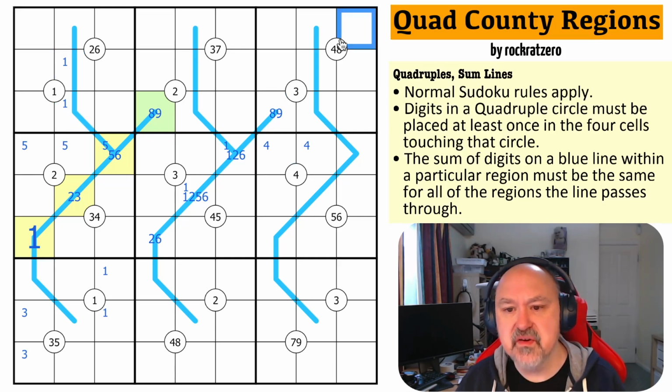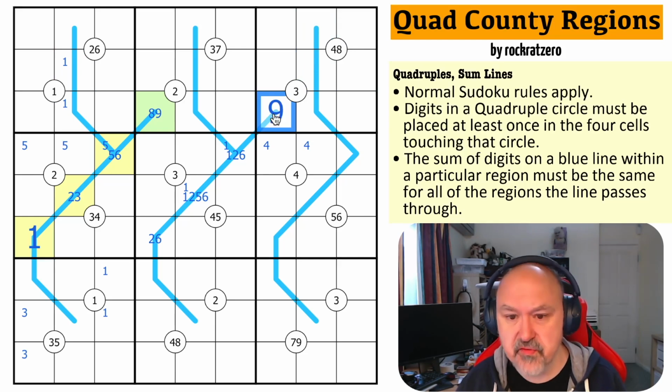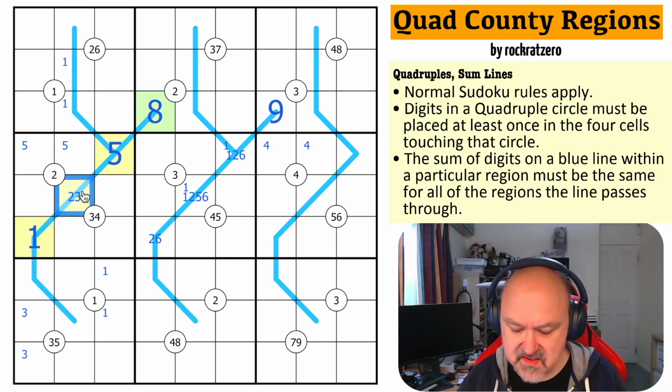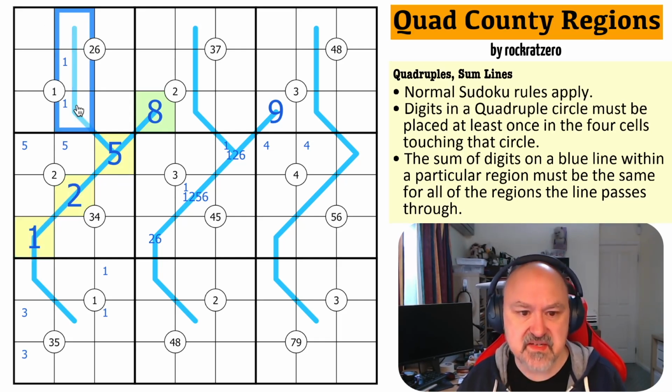This is a 9 because there's an 8 up here. I just didn't see the quadruple. This is the 9. This is the 8. If this is 8, this is not 6. This is 5. These sum to 6, so this is the 2. There we go. This now is 8 without a 2, so it's 1, 3, 4. That's what I was missing.